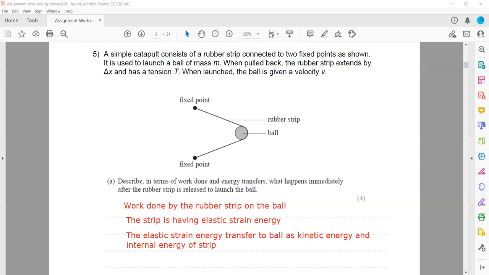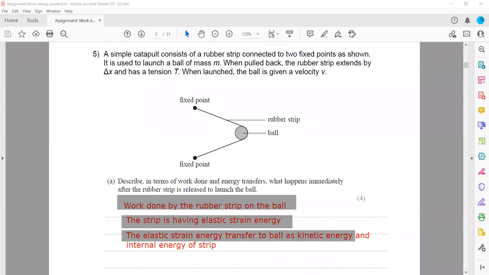So how will you get these 4 marks? The first mark is when you mention work done by the strip. The second is that the strip is having elastic strain energy. The third is that it transferred to kinetic energy of the ball. You have to mention the ball, I did not mention it here. And the fourth is internal energy of the strip. But yes, I mentioned the ball is there, kinetic energy, and internal energy of the strip.